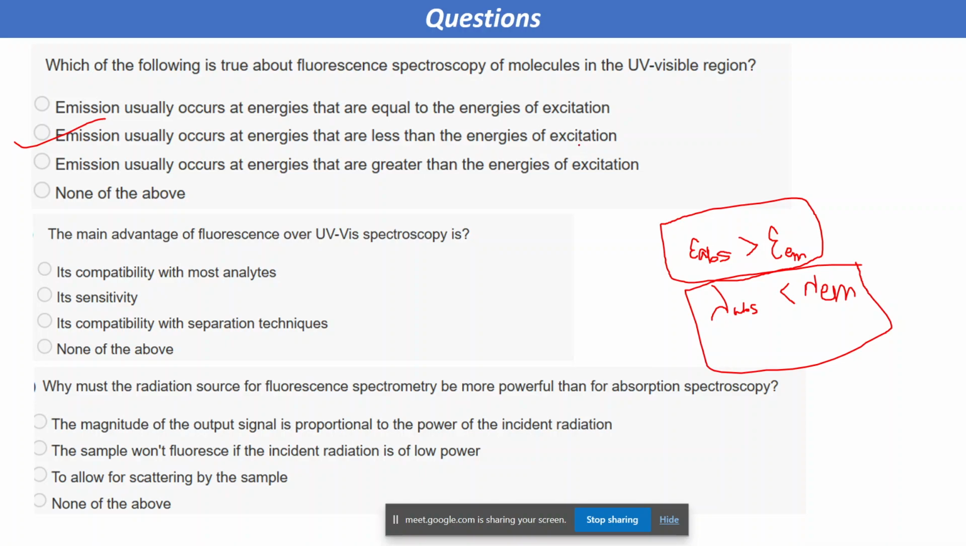Now, what is the main advantage of fluorescence over UV? Its compatibility with most analytes, its sensitivity, its compatibility with separation techniques, none of the above. Sensitivity, correct. Now next, why must the radiation source for fluorescence spectrometry be more powerful than for absorption spectroscopy? The magnitude of the output signal is proportional to the power of incident radiation. The sample won't fluoresce if the incident radiation is of low power to allow for scattering by the sample. None of the above.